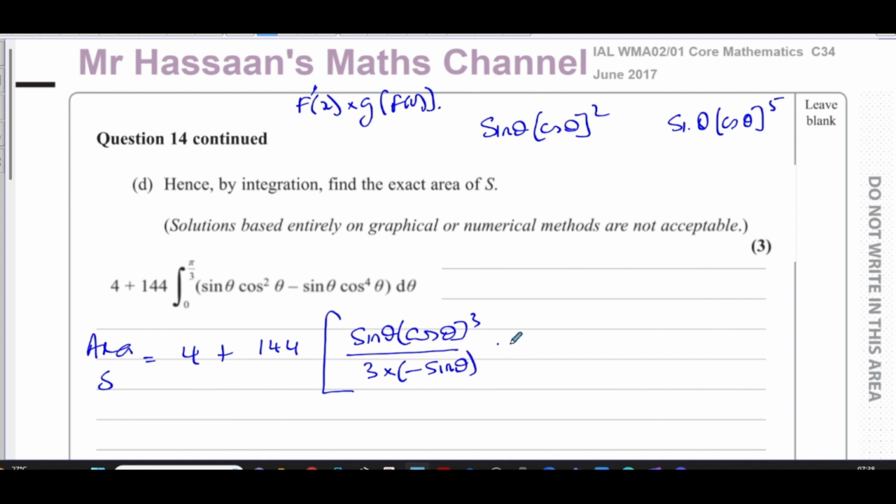Okay, and I've got minus, and then I've got sine theta. And then I'm going to raise this cosine theta to the power 4 to add 1 to its power, divide by the new power, and then the differential of what's inside the function, which is minus sine theta. And you're going to have your limits of pi over 3 and 0.